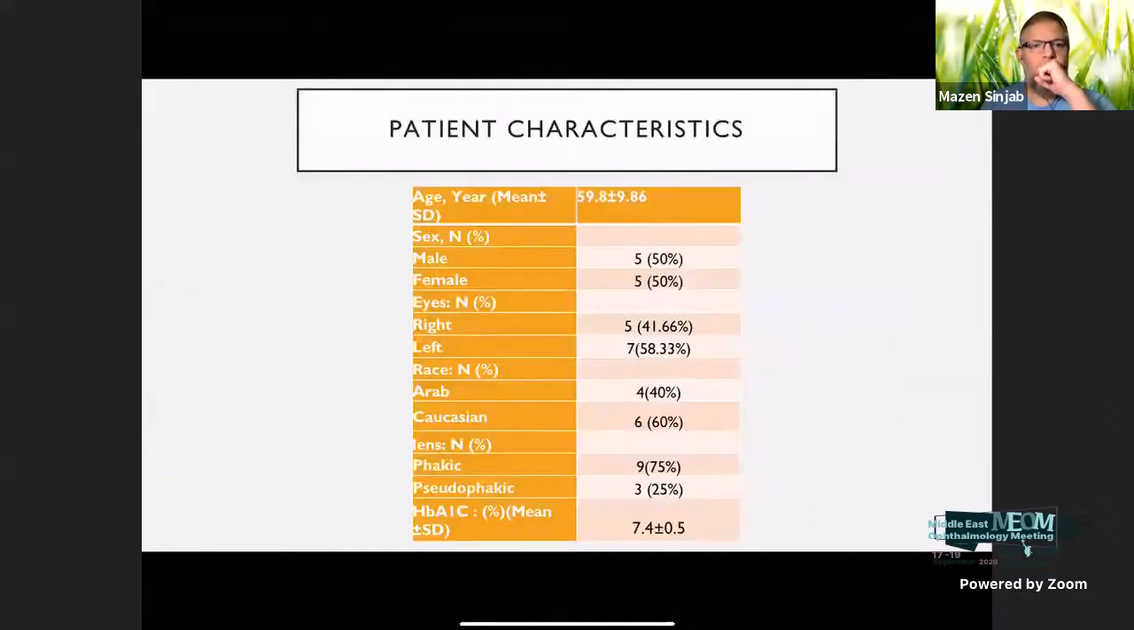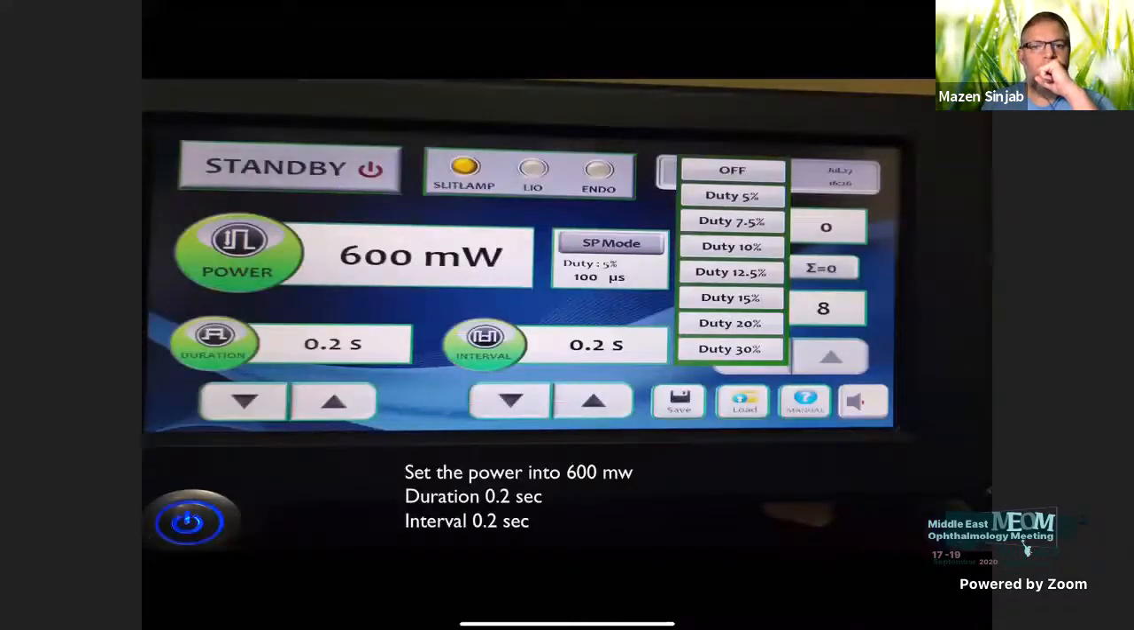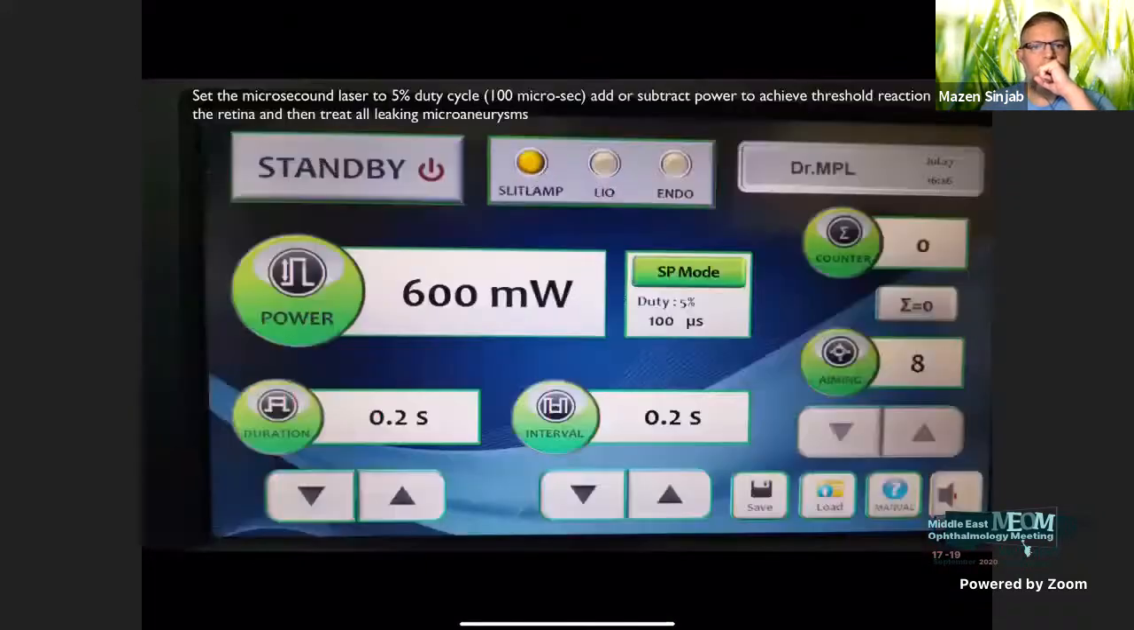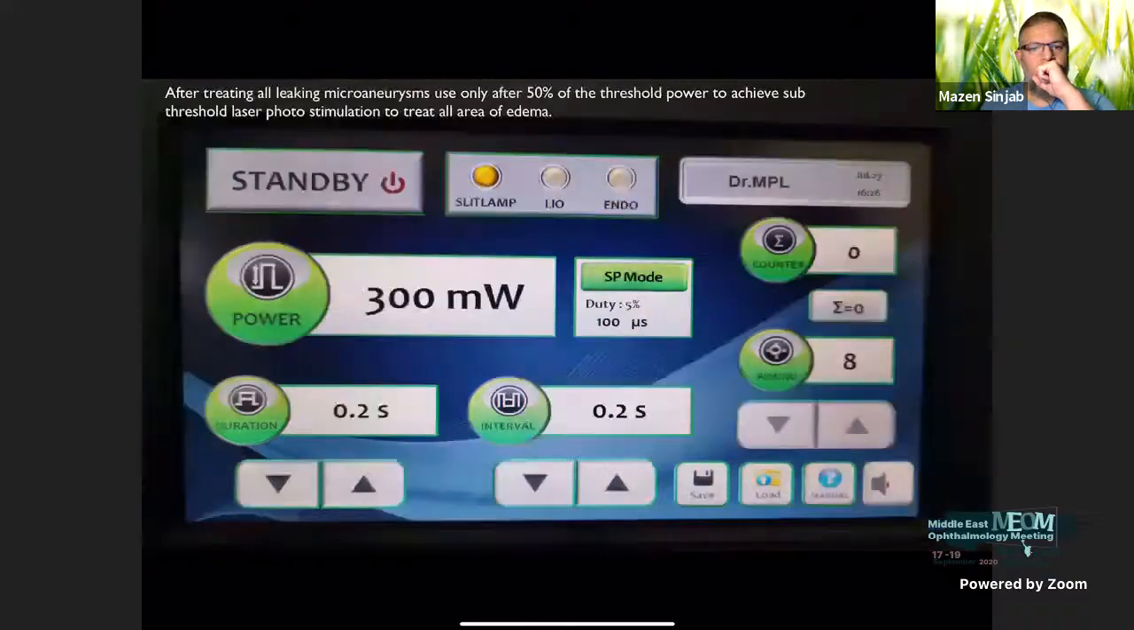This is the patient characteristics. For the settings, I put 600 milliwatt power, 0.2 second interval duration, and switched on the microsecond laser technology, in which I put 5% duty cycle. That means the laser will work only for 100 microseconds and will switch off for 1,900 microseconds. I start to add or subtract power to achieve threshold reaction on the retina and then treat all the leaking microaneurysms as identified by fluorescein angiogram.